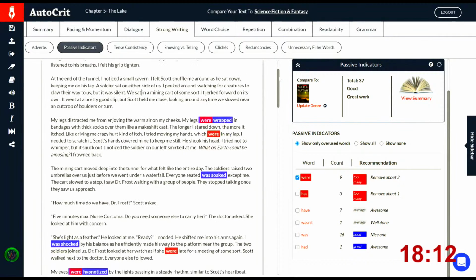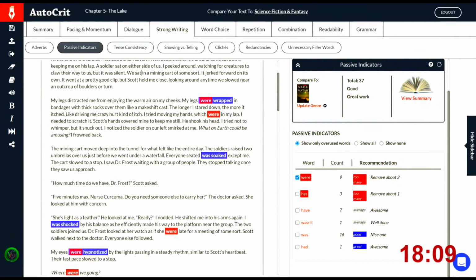All right. So next thing here, my legs were wrapped in bandages with thick socks over them like a makeshift cast. All right. Someone wrapped my legs in bandages with thick socks over them like a makeshift cast.